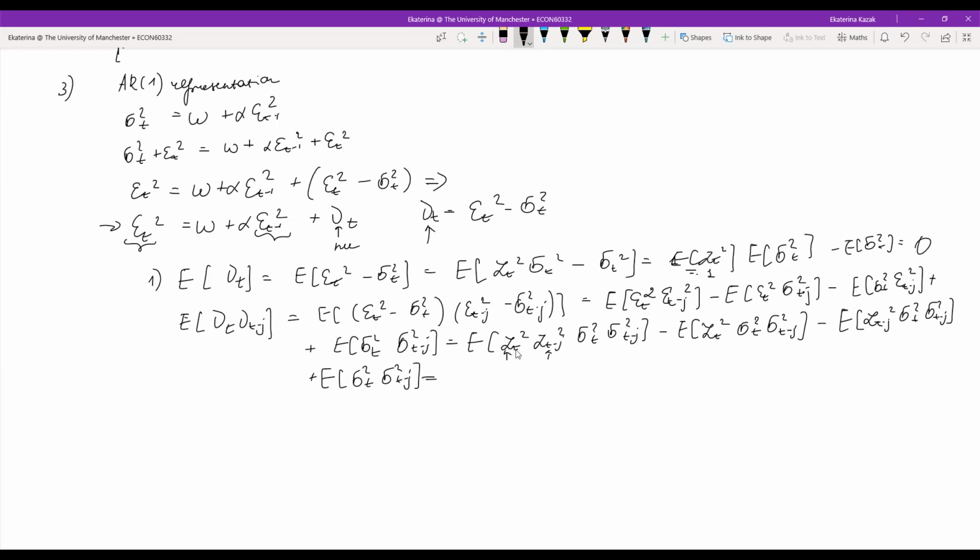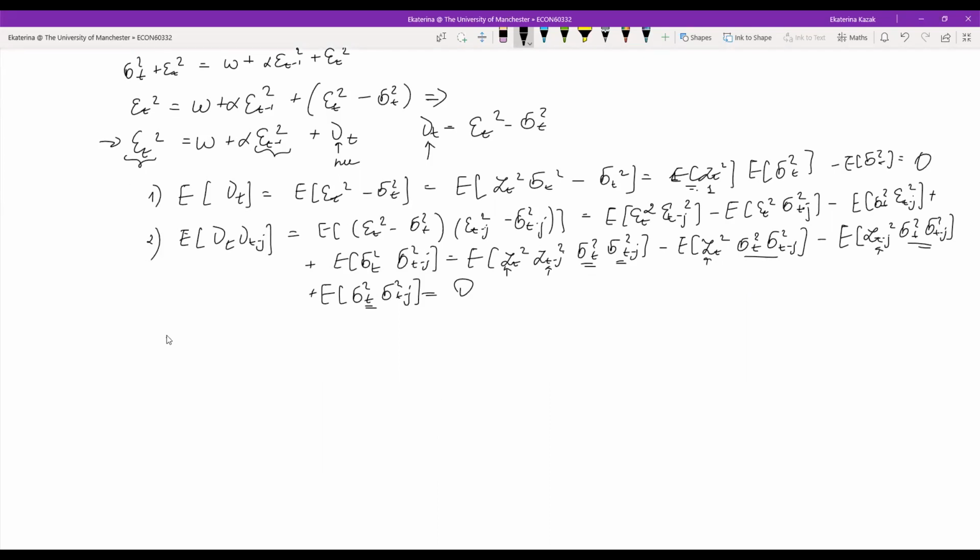And so if all those expectations are 1, what you see here is that the expected value of sigma squared t and sigma squared t minus j cancels with the second term, and the fourth term cancels with the third term. And so we have just shown that the expected value of the cross product is 0 as well.